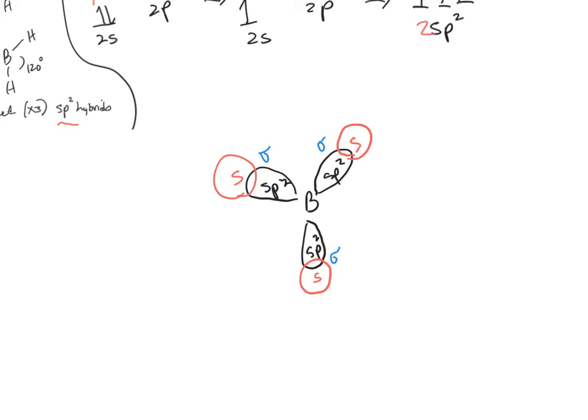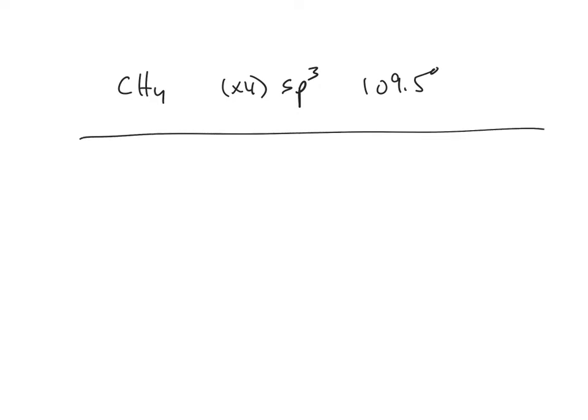All right, so the next one is going to be methane, and we've already done methane, so CH4 is next on the list. And this gives 4 sp3 hybrids, 109.5 degrees. The next one on the list is NH3, okay?